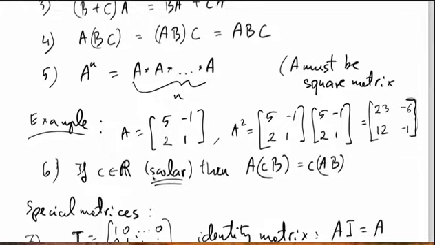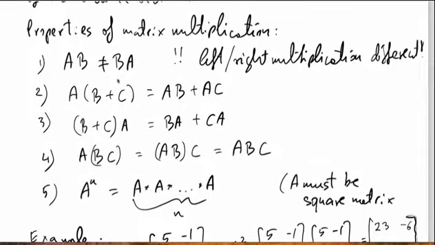Another property is that if C is a real number, which means it's a scalar, then when you multiply with a scalar product of the scalar multiplied B matrix, you can factor out the C scalar from inside the matrix multiplication. We can only do that with scalars. If it was a matrix, we cannot do that because that would mean changing the order, and it's not possible in general to change the order of multiplication.